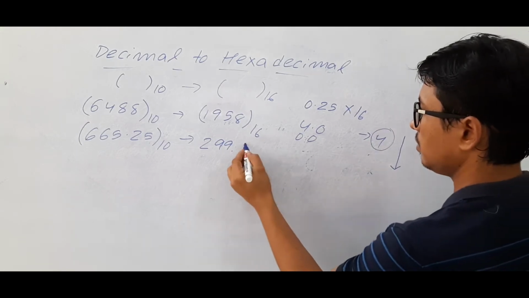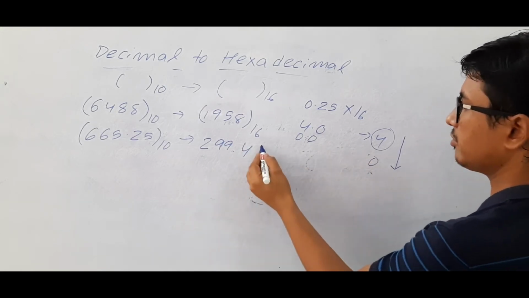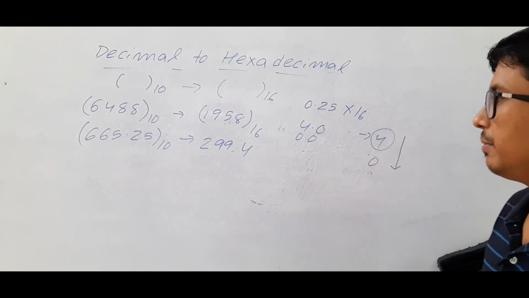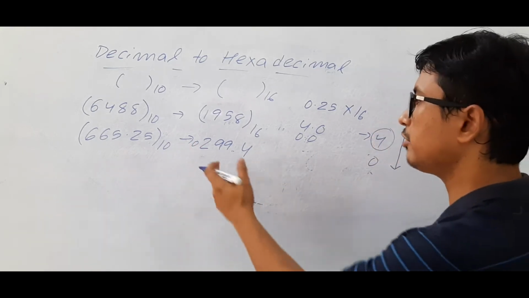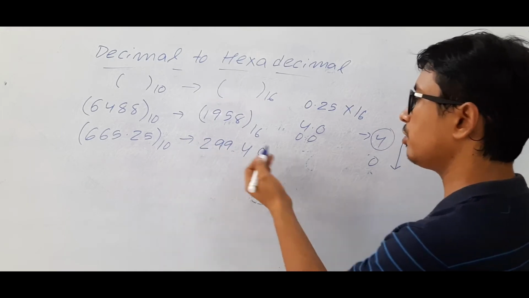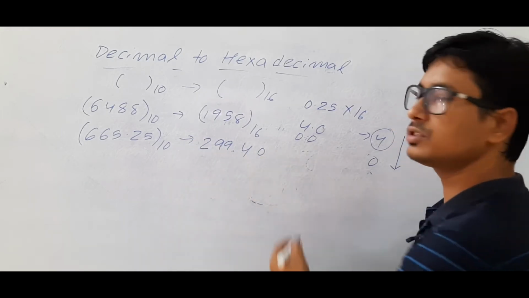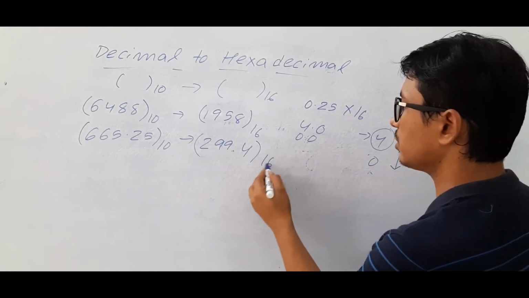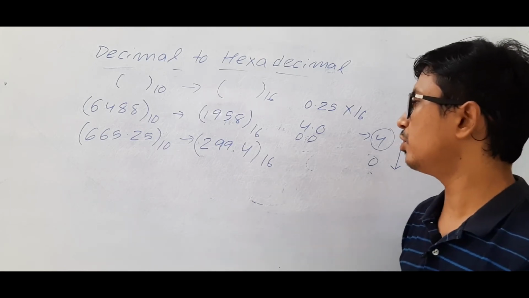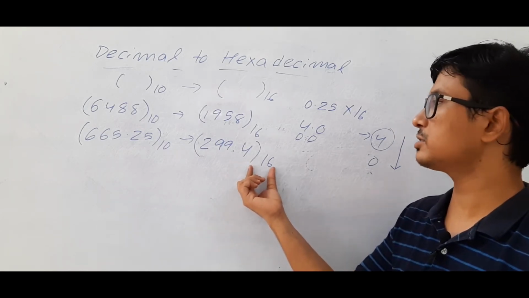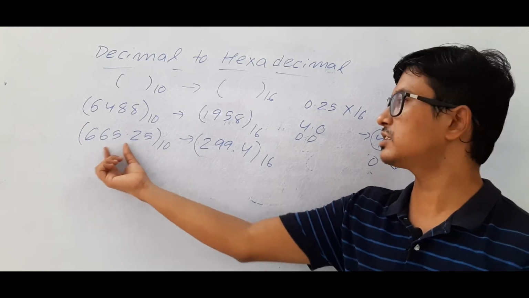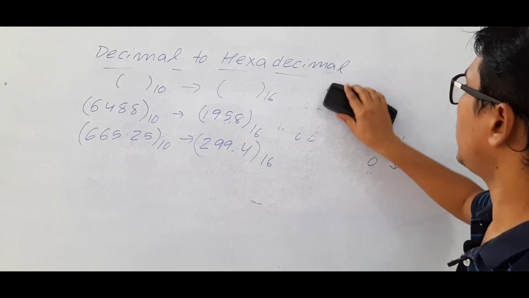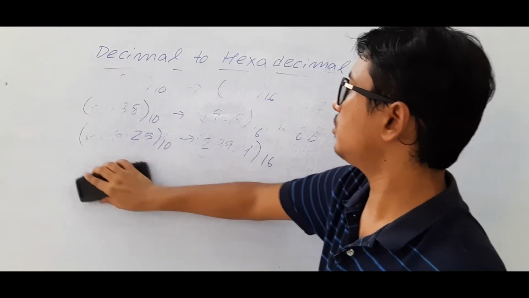Even if you keep 0 here, it will be useless, because whatever comes after this will be useless; only 0 will be considered. Before this, if you keep 0, it will still be 299. 4.40 will be equal to 4 only, so that's why I have considered it as only 4. So 299.4 in hexadecimal is equivalent to 665.25 in decimal.